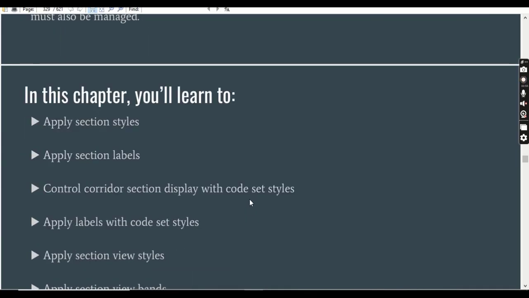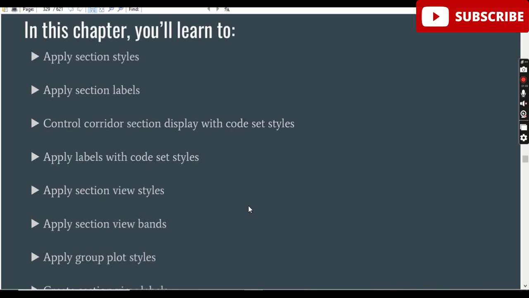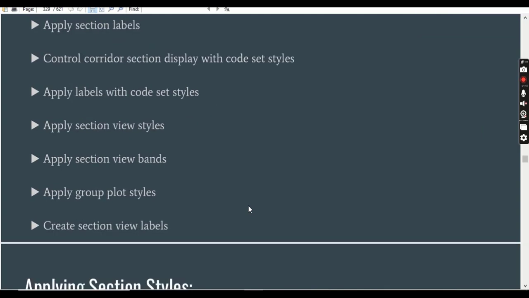In this chapter we will learn how to apply section styles, apply section labels, control corridor section display with code set styles, apply labels with code set styles, apply section view styles, apply section view bands, apply group plot style, and create section view labels.